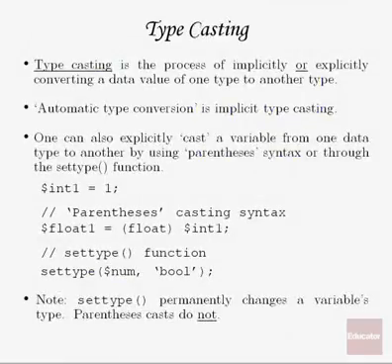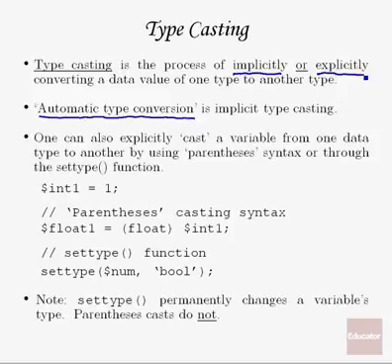So typecasting, as mentioned, is the process of changing a variable from one data type to another data type. This can be done implicitly, as in automatic type conversion, where PHP converts the data type for you, or you can do it explicitly, where you say, I have a variable that's an integer, I want to make it a float. There are two ways to explicitly cast a variable from one data type to another. You can use parentheses syntax, which we're going to talk about in a second, or the setType function. So for example, if we have a variable here, int1, that's set equal to the integer literal 1, and we want to make that a float variable.